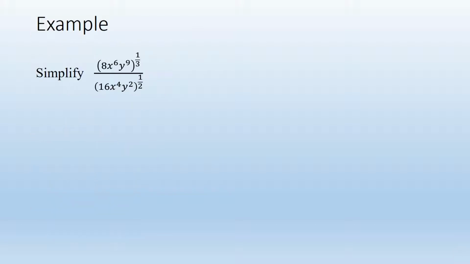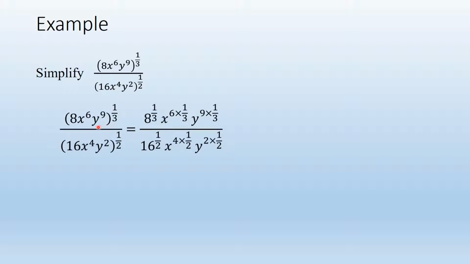We'll use our index laws to simplify this expression. Because it's all raised to the power of 1/3 inside the brackets, each of the terms has to be raised to the power of 1/3. That means that we multiply the powers that are already there by 1/3. So it's 6 times 1/3 and y to the power of 9 times 1/3. Similarly, each of the terms in the denominator is raised to the power of 1/2. So we will get 16 to the half, x to the 4 times the half, multiplying those powers, and y squared to the power of a half.